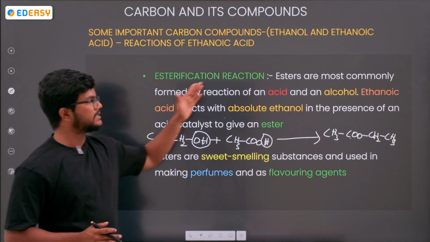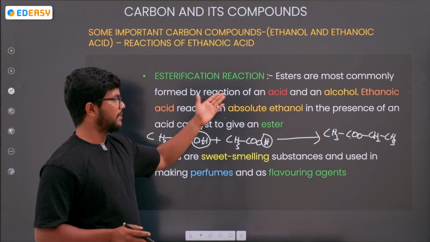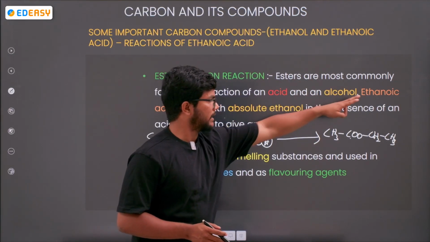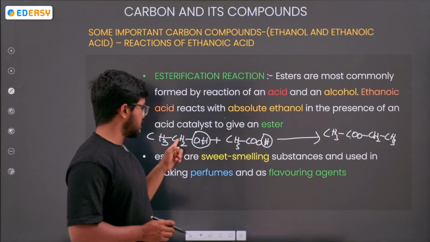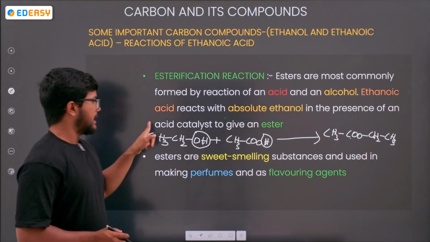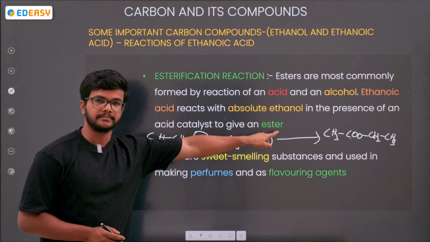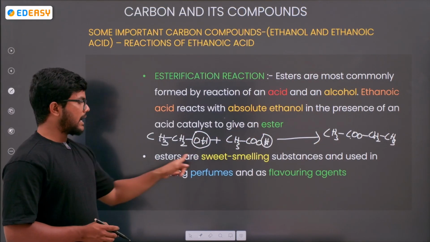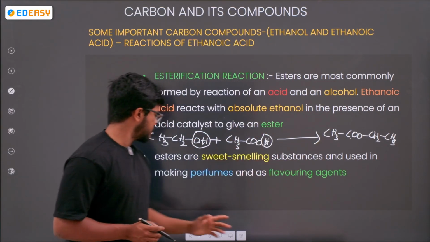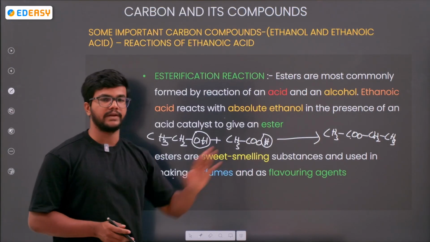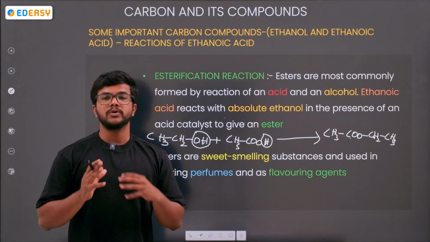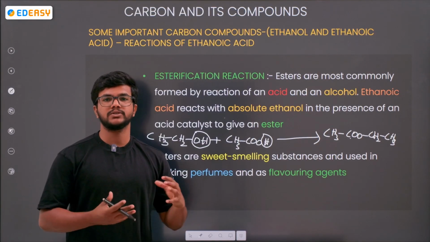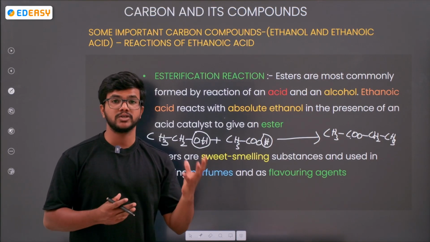So what is esterification? Esters are most commonly formed by the reaction of an acid and an alcohol. Ethanoic acid reacts with absolute ethanol in the presence of an acid catalyst to give an ester. These esters are sweet smelling substances used in making perfumes and flavoring agents. So esters can be used as flavoring agents because of their sweet smelling property.